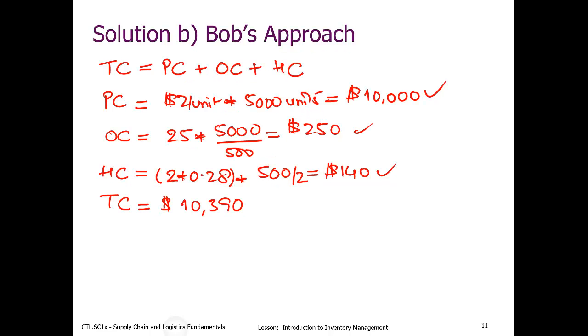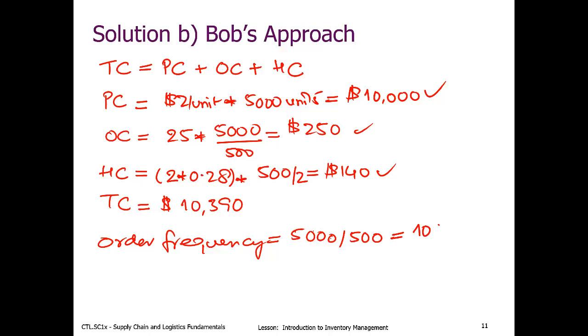How about order frequency? Can we calculate the order frequency here? Sure. So we know the demand is 5,000 units a year, and we are ordering in batches of 500, so we end up ordering 10 times per year, or one order every 1.2 months. So this is the same as part A.